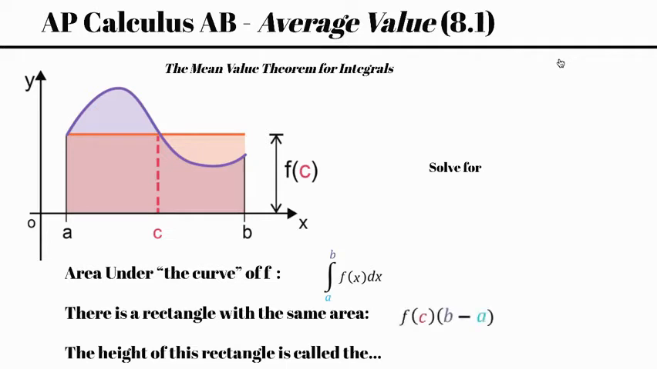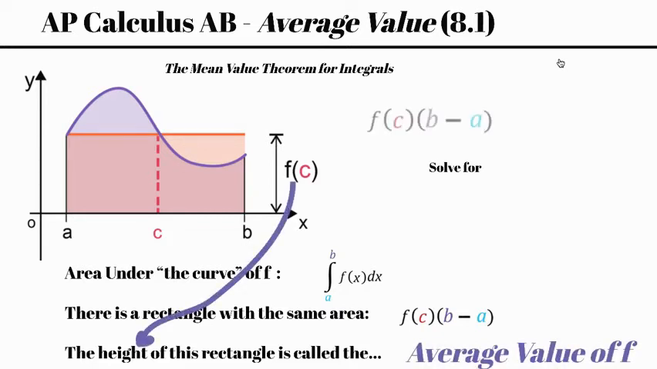exact area. What the mean value theorem for integrals says is that there's a rectangle that has the exact same area as the area under the curve. It's as if the curve melts and flattens out. The height of this rectangle is what we call the average value.